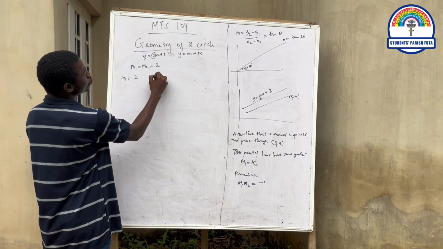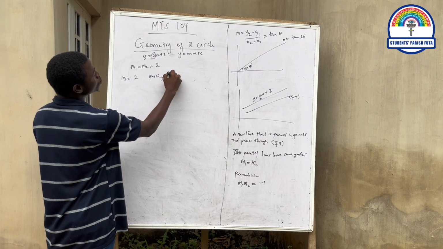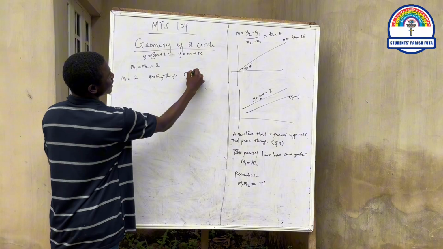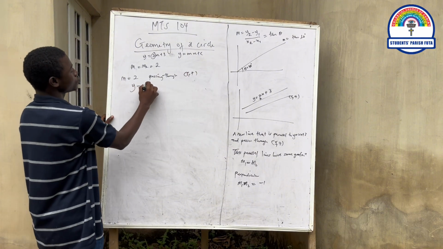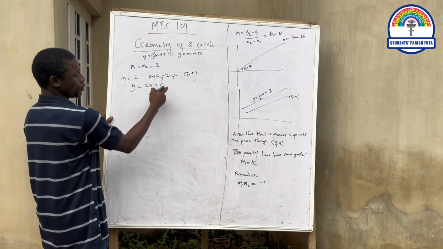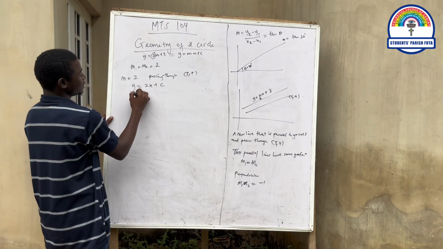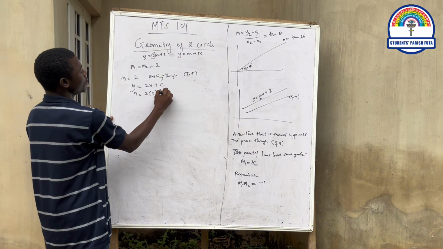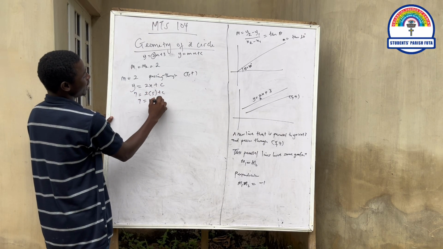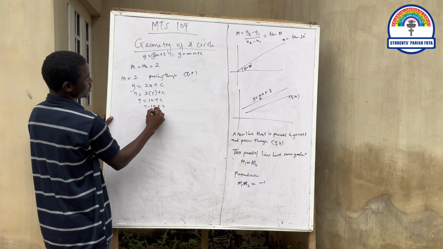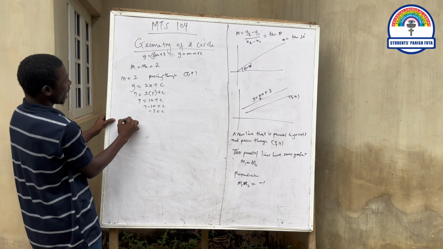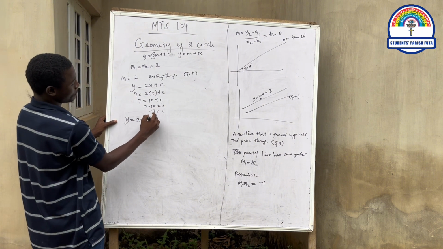And they said that my new line is passing through (5,7). So just go y equals 2x plus c. Then substituting this point, 7 equals 2 times 5 plus c. 7 equals 10 plus c. 7 minus 10 equals c, so -3 equals c. So y equals mx plus c, that is y equals 2x plus c, with c equal to -3.